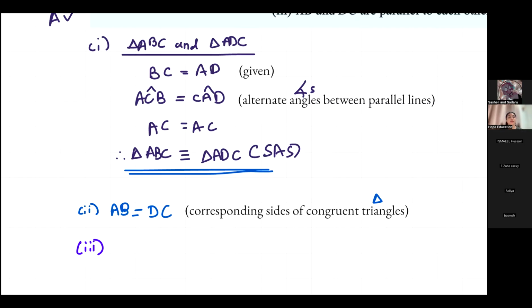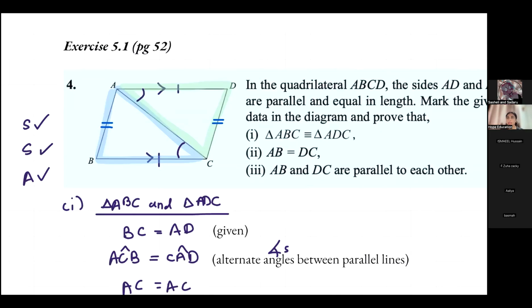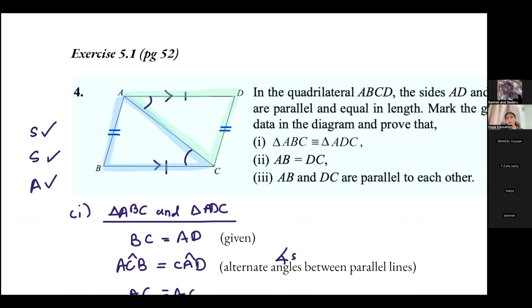Okay. All right. Third Roman number. AB and DC are parallel to each other. AB and DC are equal, we were able to tell that very straightforwardly. But are they parallel? How can we say that these are parallel?